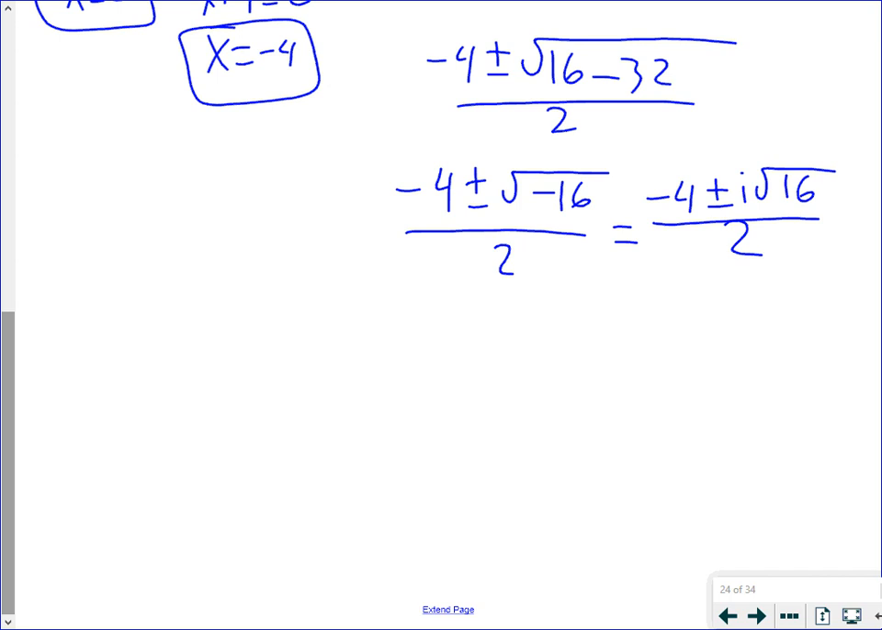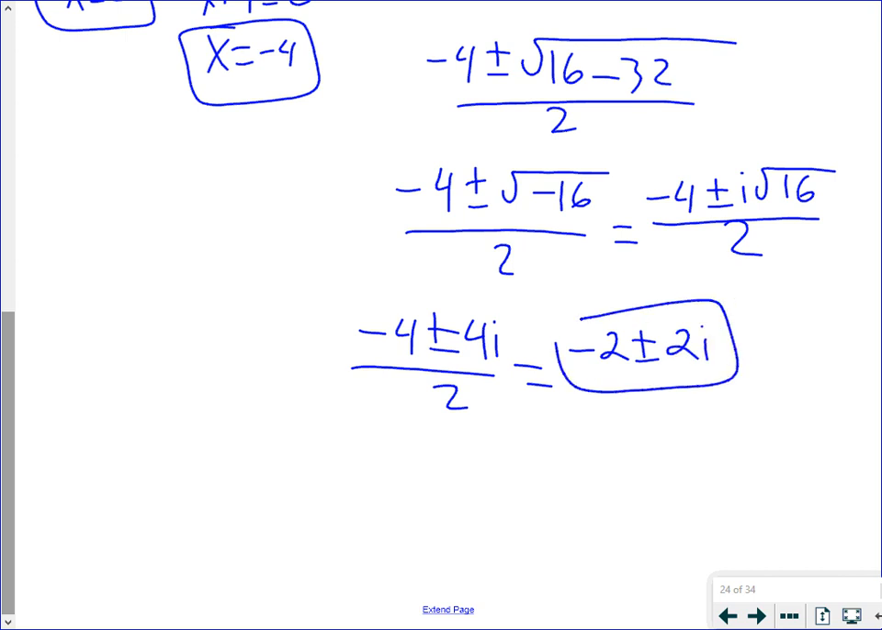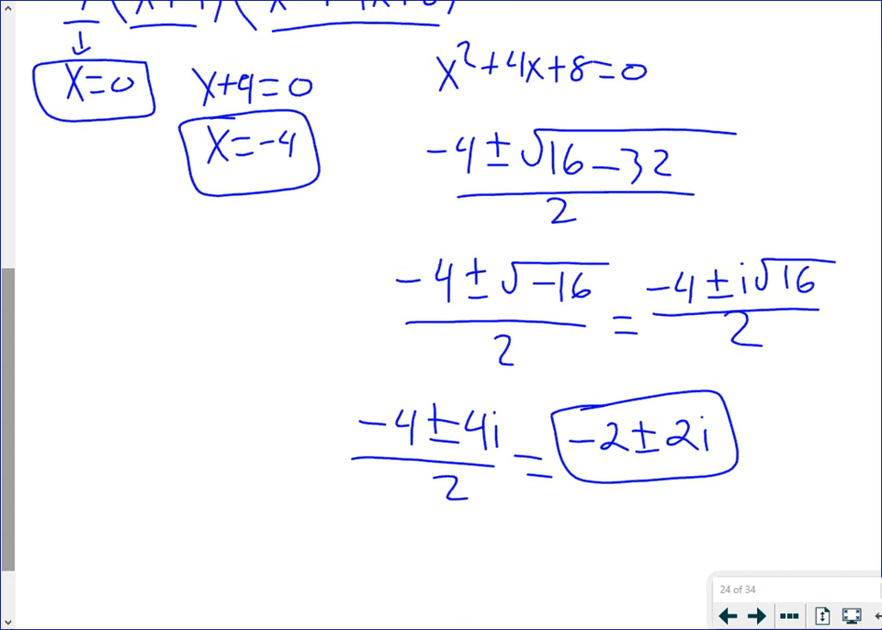The square root of 16 is 4. So we have -4 plus or minus 4i all over 2. The -4 and the 4, they can be reduced by the 2 underneath it. So it becomes -2 plus or minus 2i. And that right there, remember, it's two different zeros: -2 plus 2i and -2 minus 2i. And that's our 4 zeros. x equals 0, x equals -4, and x equals -2 plus 2i and -2 minus 2i. And we should actually set this equal to x just to be consistent. So this all equals x.